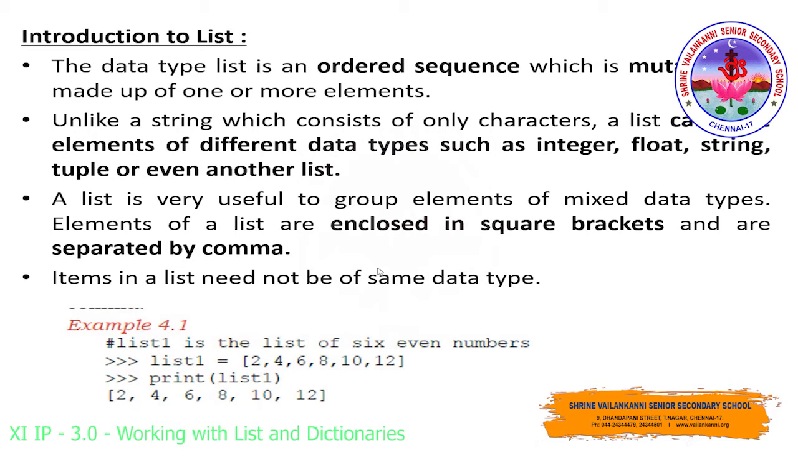So let us see some examples based on the list concept. If you look at this example here, list1 is a variable, and to that variable we have assigned a list which consists of 6 even numbers starting from 2 till 12. If you give print of list1, what will happen? Whatever values are present in the list get printed as such in list format, enclosed within square brackets and separated by commas.